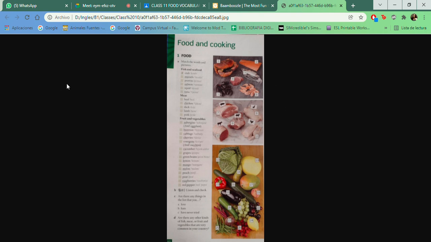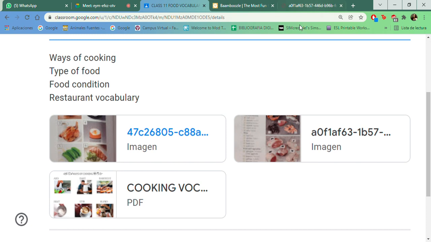Now let's practice something else. I think we can practice ways of cooking. Then we watch a video, okay, and then we go to the speaking part. Good. We can revise the cooking vocabulary and the supplies, or we can just try the game. I don't know.